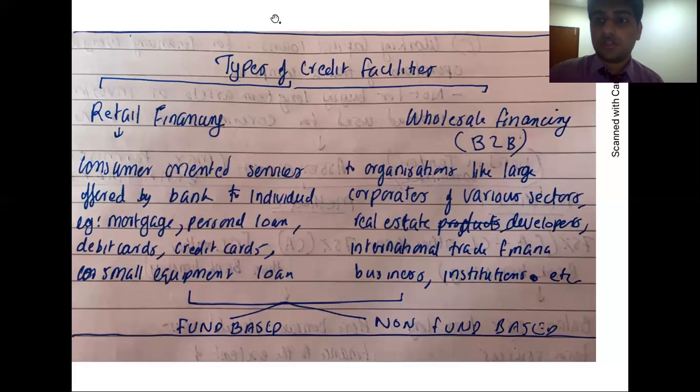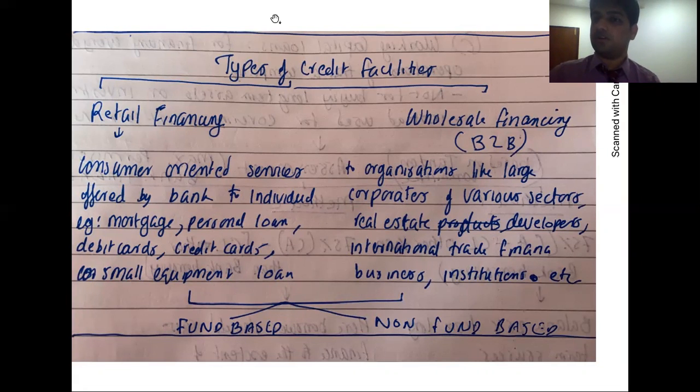There are certain facilities where there is no fund outflow, where money is not going out. For example, bank guarantee. In a bank guarantee, we give a guarantee that if a third person fails to pay, we will pay. Here, we won't pay the party unless the main party does not meet its obligation. This bank guarantee is normally taken by contractors.